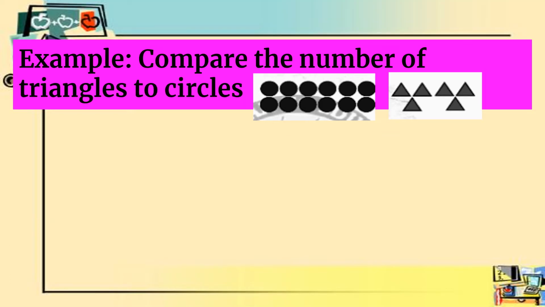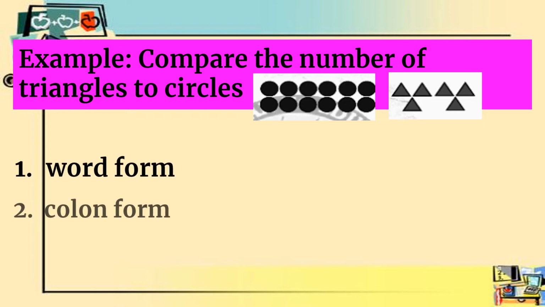So let's have example number 2. Compare the number of triangles to circles. So yung kanina, circles to triangles. So baliktad naman ngayon. So again, in writing a ratio, kailangan nating unahin kung ano yung nasa given. Okay, so let's write this in three ways. So we have the word form, the colon form, and the fraction form.